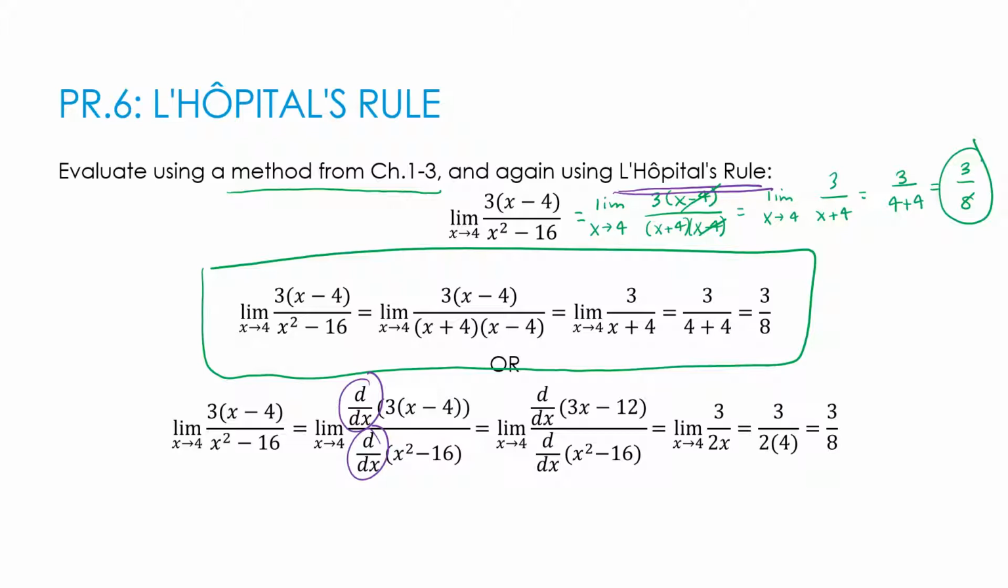You could say this is 3 times the derivative of x minus 4, which is 1. Either way, you're going to get 3 in the numerator. My denominator would be the derivative of x squared minus 16, which is 2x. Now I can use direct substitution, 3 over 2 times 4, which is 3/8. And notice 3/8 I get either way.